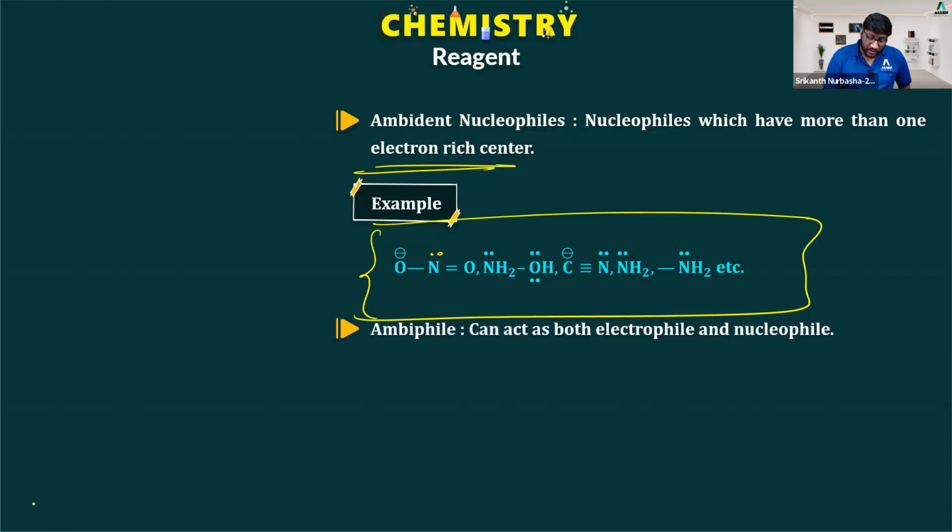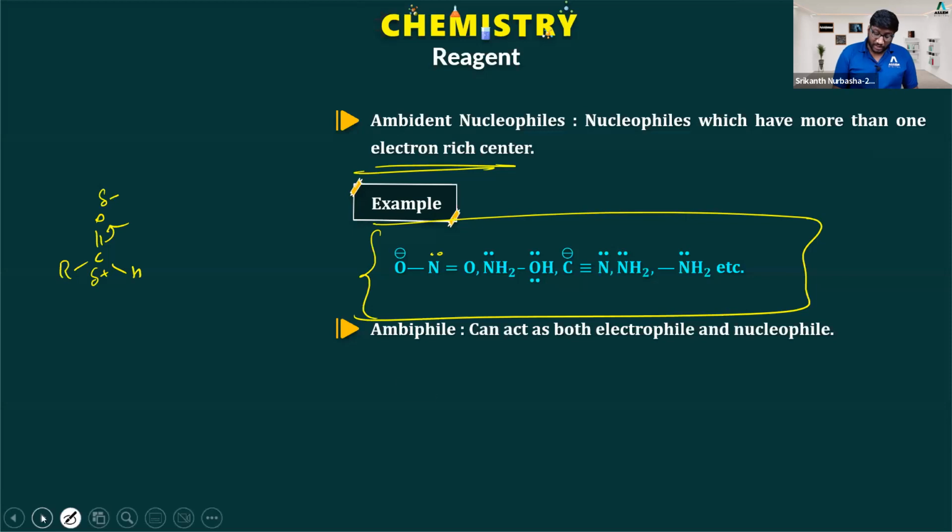And an ambiphile means a compound which can behave both as an electrophile as well as a nucleophile. You can take a simple example of RC double bond O with H, an aldehyde. This carbon is going to have a partial positive charge. The oxygen will have a partial negative charge because of the movement of pi electron density. So this carbon acts as an electrophilic carbon, and oxygen acts as a nucleophilic oxygen.